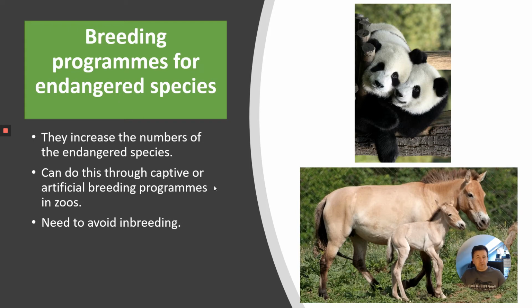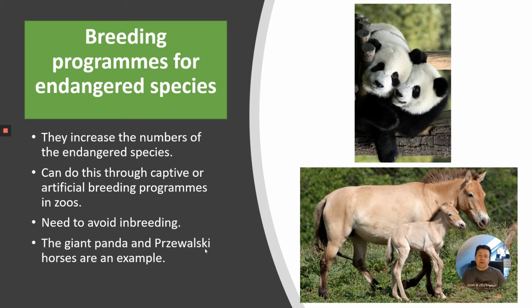One of the key problems though is inbreeding. If they're genetically similar in a zoo, for example, then they're going to inbreed, and that could cause genetic disorders and problems in terms of the fertility of the animal. The giant panda here is a very common example, and you've got the Przewalski horses, which is another example, but there are many examples you find in zoos.